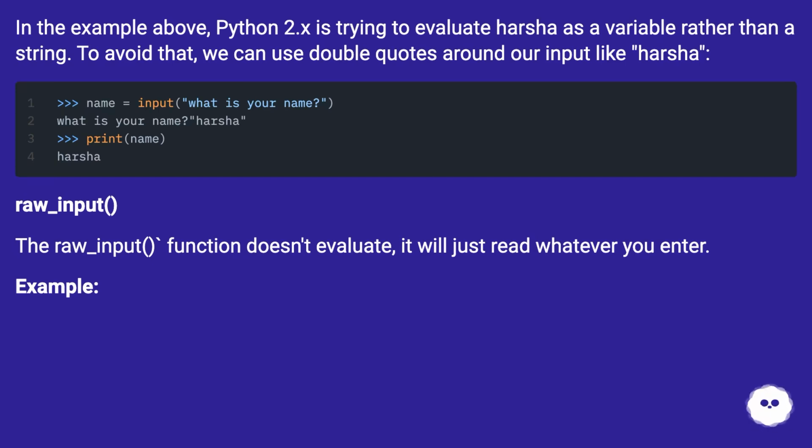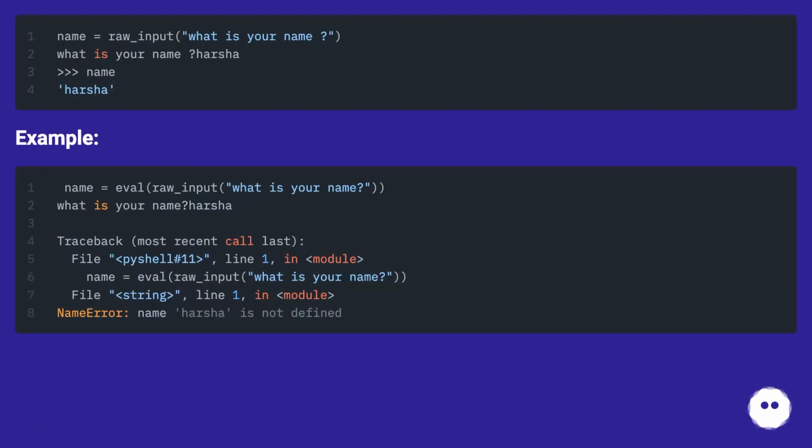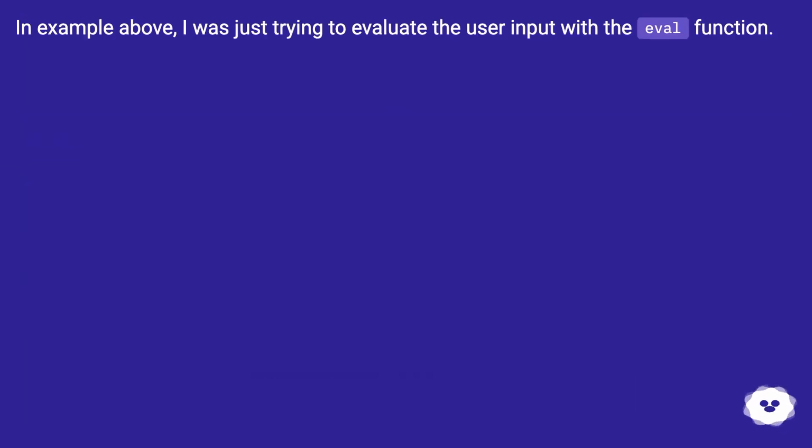raw_input. The raw_input function doesn't evaluate, it will just read whatever you enter. Example. In the example above, I was just trying to evaluate the user input with the eval function.